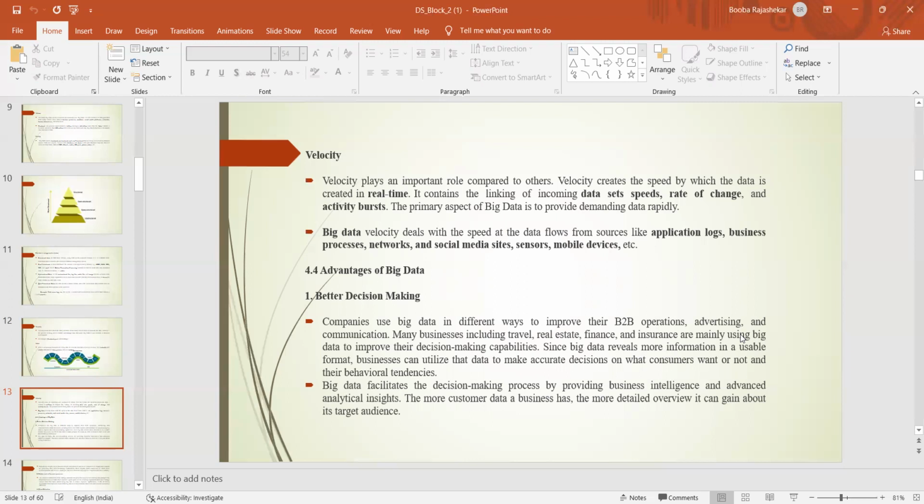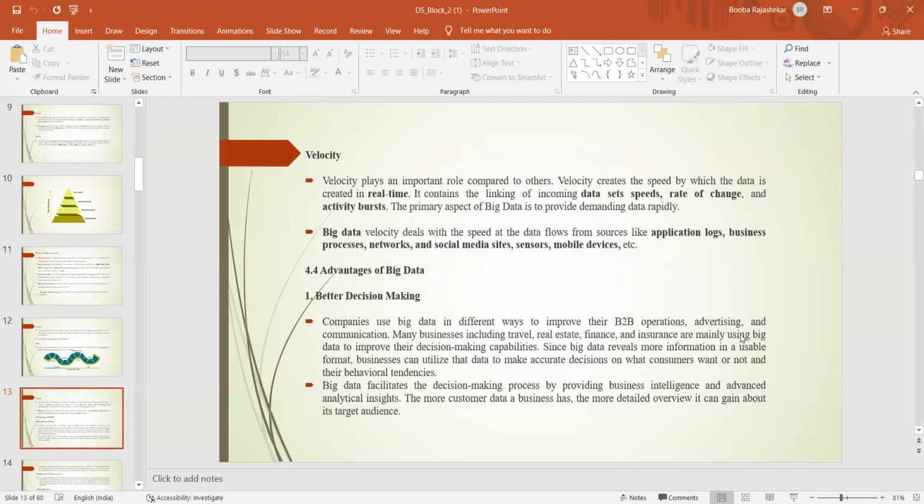The big data reveals more information in a usable format. Businesses can utilize the data to make accurate decisions on what consumers want or not, and their behavioral tendencies. So the first one, the advantage, is better decision making.